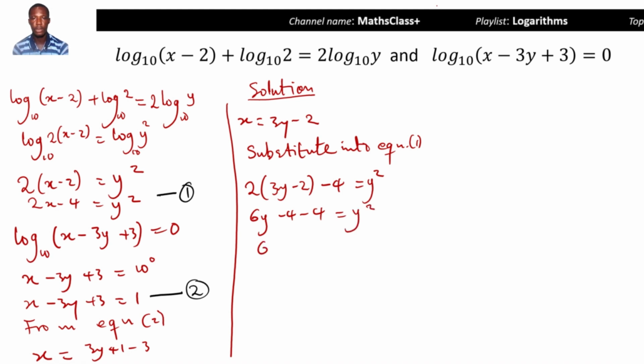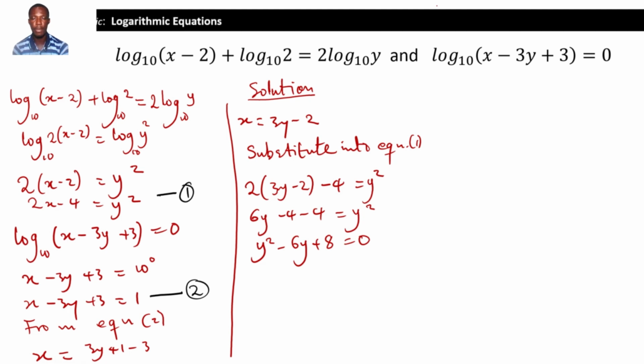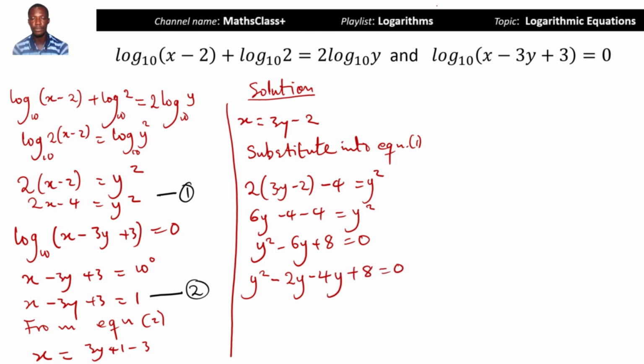So 6y, I'll group them and obtain y squared minus 6y. So 4 and 4 will become minus 8, and because I'm grouping them, it becomes plus 8 is equal to 0. So I have a quadratic equation and I have to solve. So I'm going to use the method of factorization. I have to find two numbers. When I multiply, I get 8. When I add, I get negative 6. So I'll have them as y squared minus 2y minus 4y plus 8 is equal to 0.